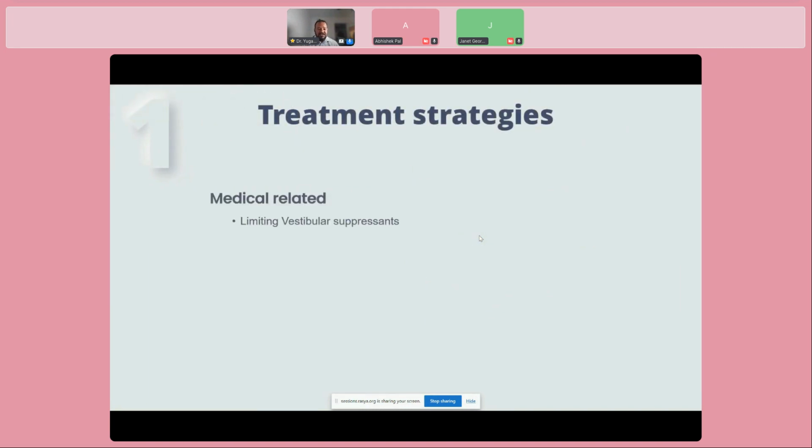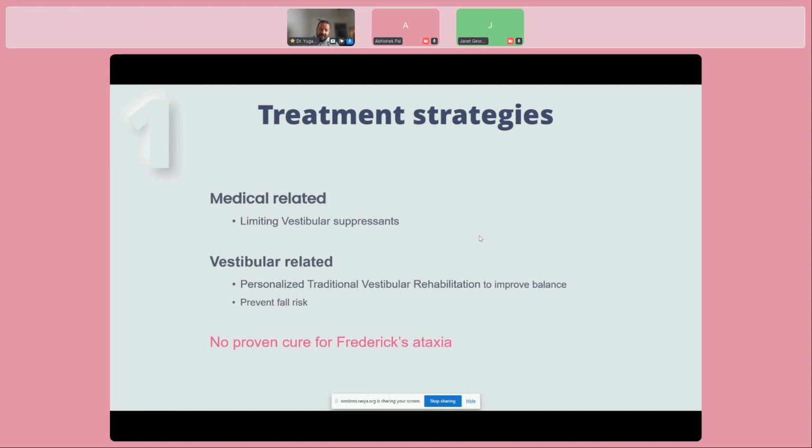So what's the treatment strategy? As of now, this particular patient is going through a lot of vestibular suppression. That makes it even worse, because whatever sensory information is left is being suppressed by the vestibular suppressant. So we're trying to limit that. Basically, there is no proper cure for Friedreich's ataxia, but we are trying to overcome the vestibular issues by utilizing other senses. The main intention is to prevent any fall so that there are no life-threatening issues.